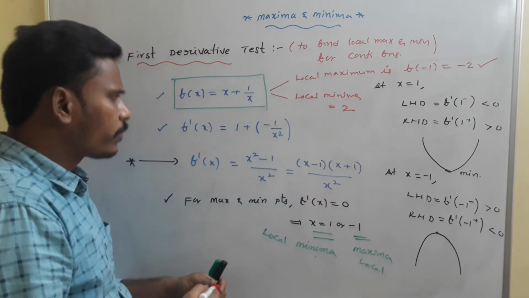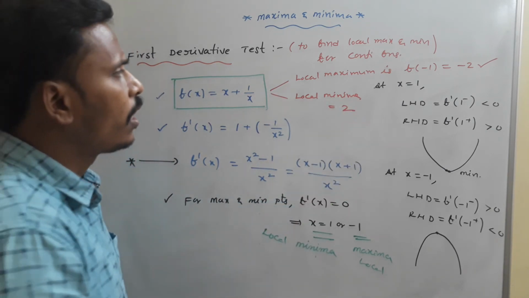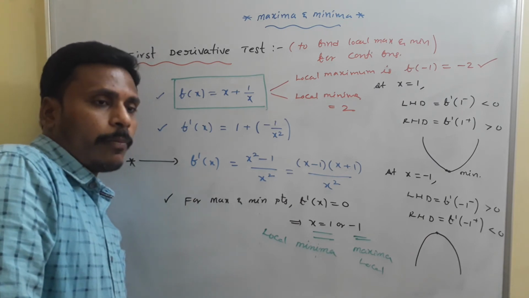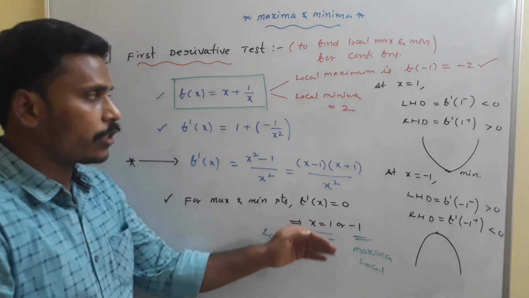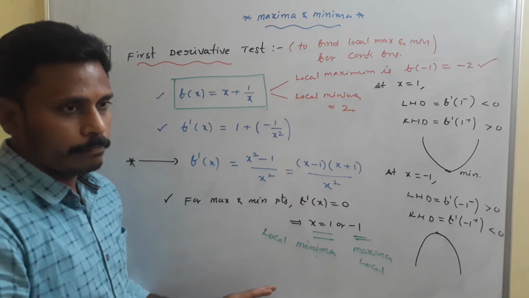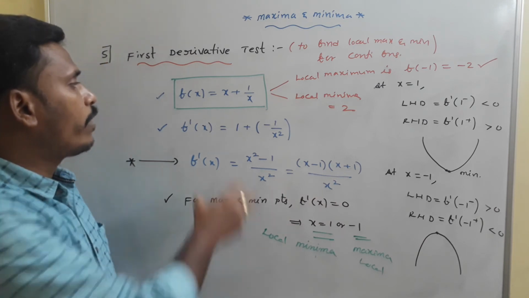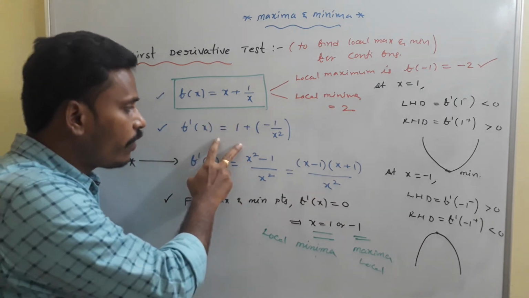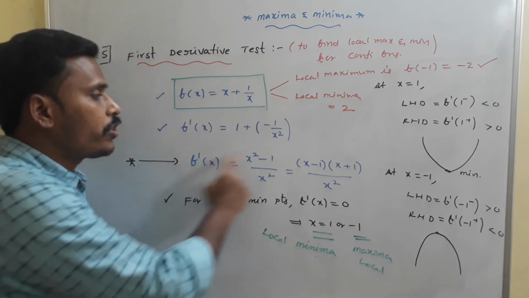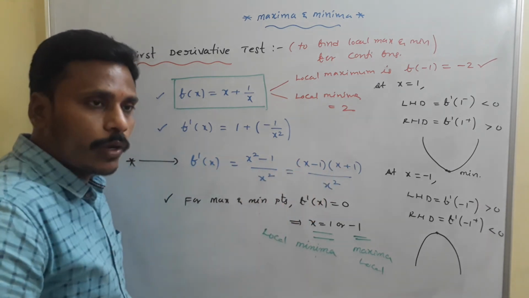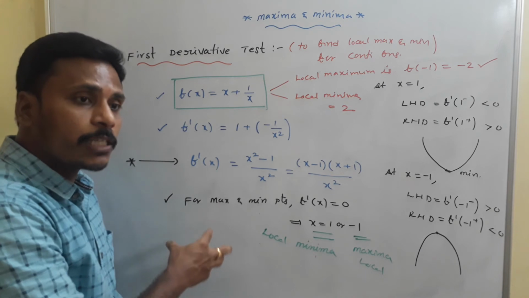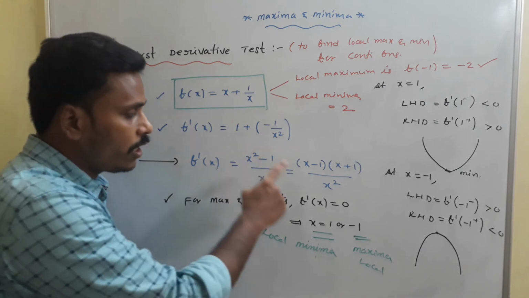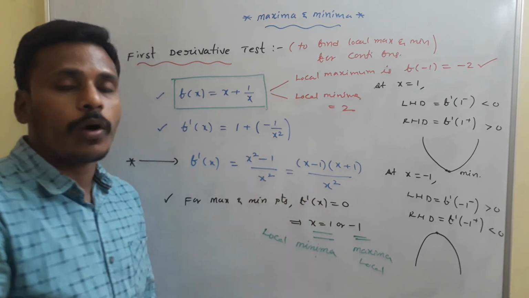But here we are discussing local maxima points and local minima points, so they exist at 1 and minus 1. This is one way of solving. You just have a look. I have the function x plus 1 by x. Its derivative is 1 minus 1 by x square, which is x minus 1 into x plus 1 by x square. And for turning points or maxima minima points, f dash of x is equals to 0. From there x is equals to 1 or minus 1.